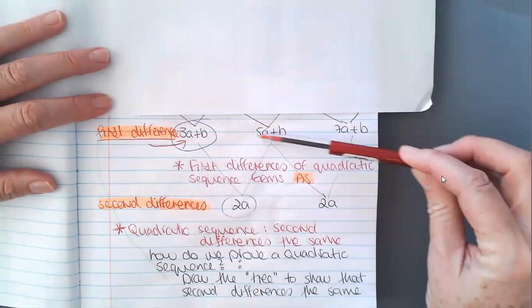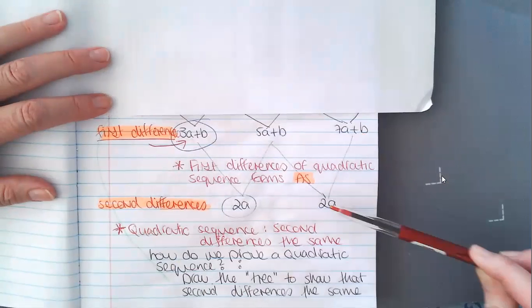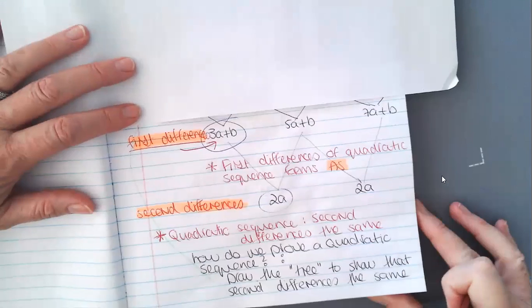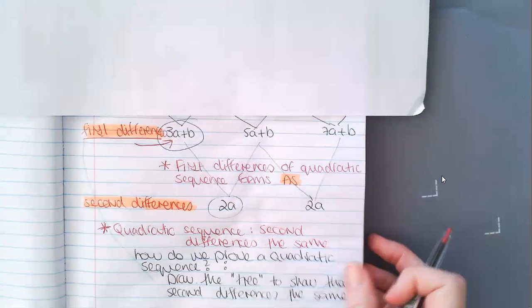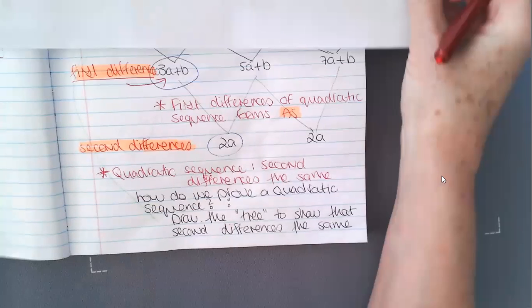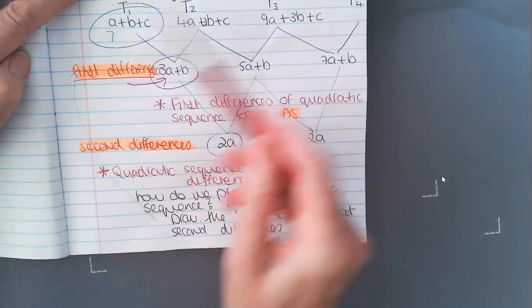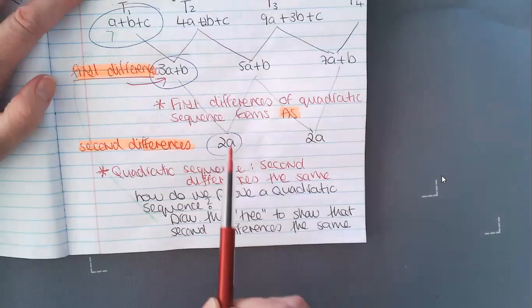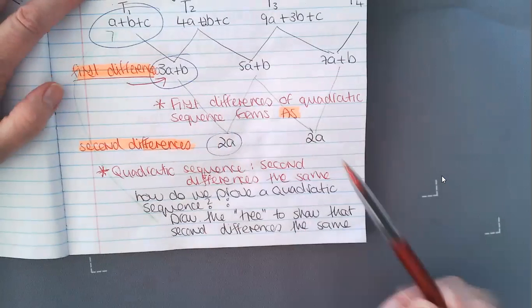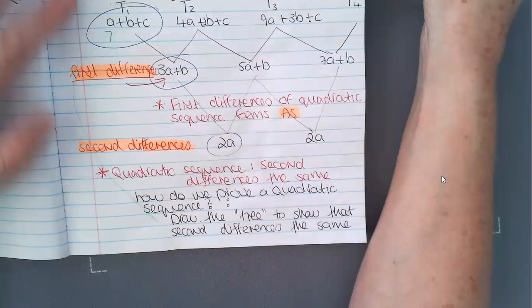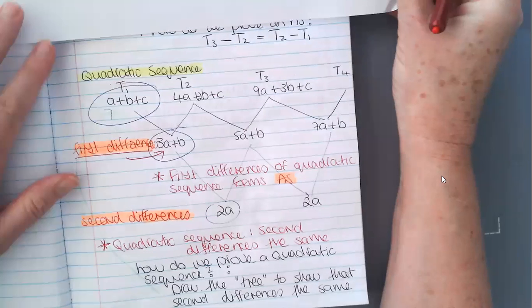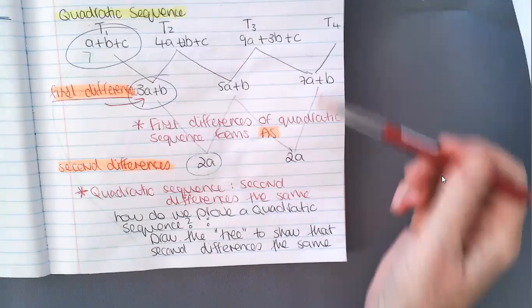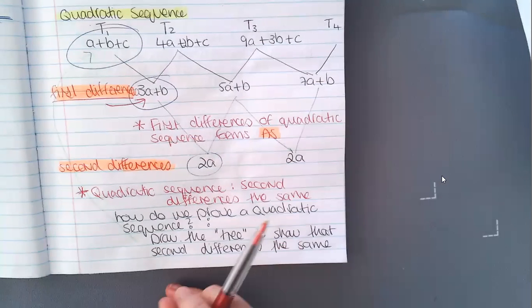These ones here we call the first differences. These ones here we call the second differences. So the property of a quadratic sequence is that the second differences are the same. How do we prove a quadratic sequence? We draw this tree and show that the second differences are the same, of course using the values that they give us, not the symbols. To prove arithmetic sequences, we take the terms and minus them from each other. To prove that the sequence is quadratic, we are going to draw the tree and only that. You don't have to say anything more than that.